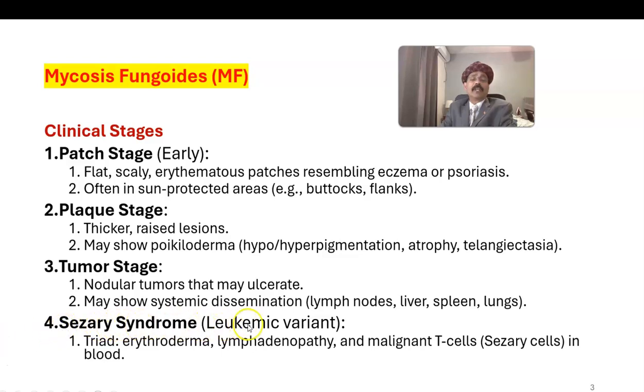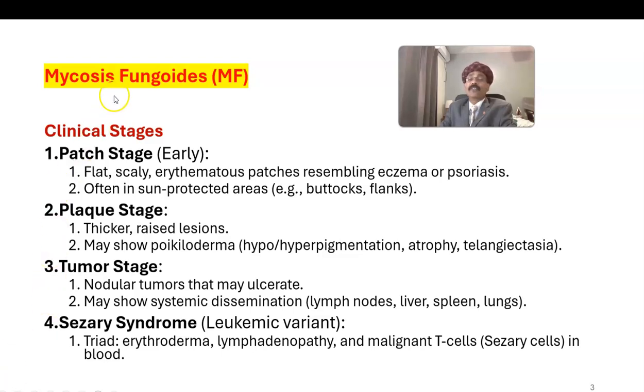Sézary syndrome, the leukemic variant, has a triad. The triad includes erythroderma, lymphadenopathy, and malignant T cells, Sézary cells, in the blood. Sézary cells are atypical lymphocytes with a cerebriform nucleus, hyperchromatic, with a lot of depressions and elevations like a brain. So it is called an atypical lymphocyte, also called a Sézary cell.